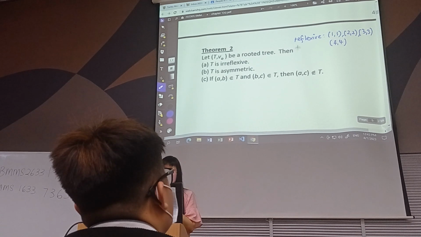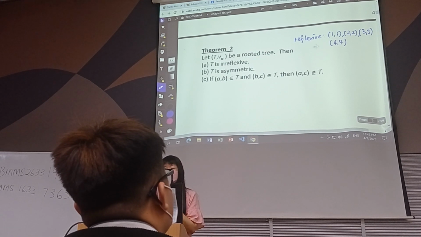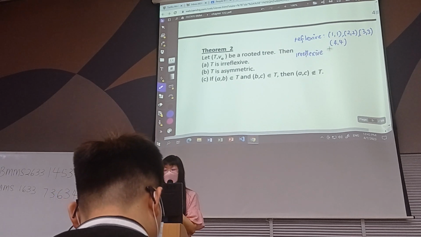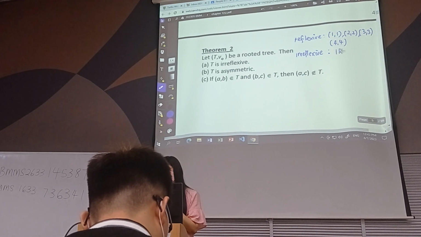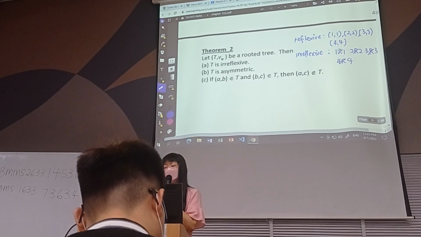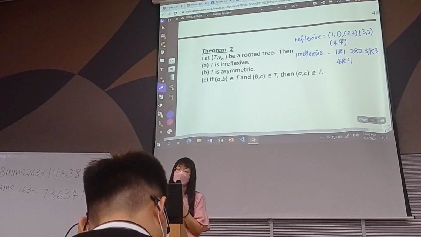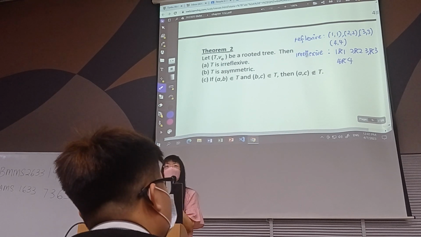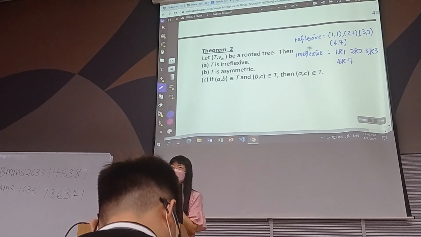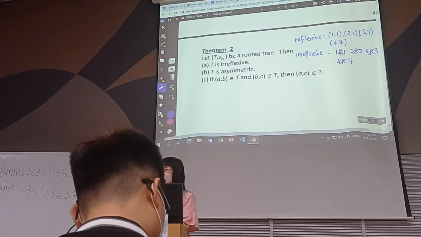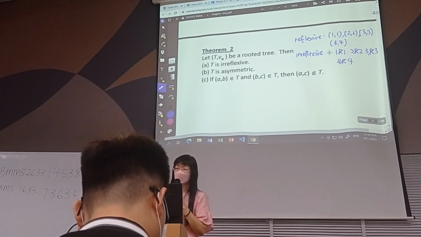Then, if it is irreflexive, that means you cannot have 1R1, you cannot have 2R2, you cannot have 3R3, you cannot have 4R4, right? All these are the irreflexive. So when they say T is irreflexive, it means that you cannot have one of the relations here, or there must not be a loop back to itself. As long as you have one, then it is considered as not irreflexive already. Okay?